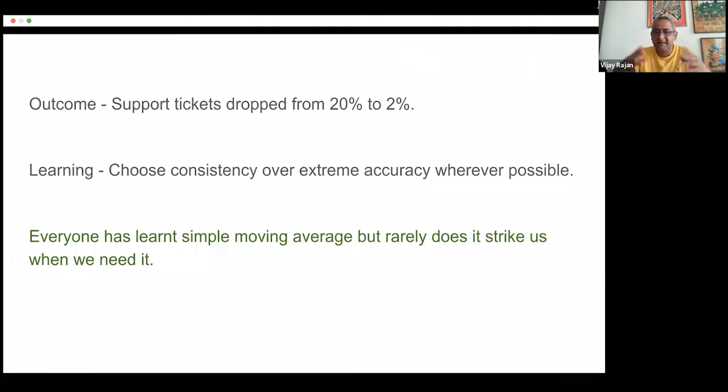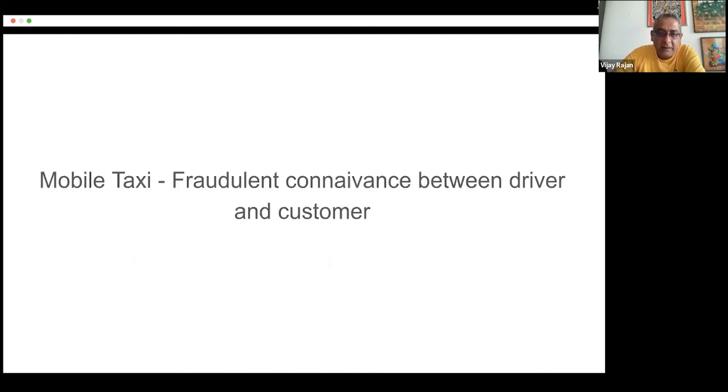And everyone has learned simple moving average, but rarely does it strike somebody where to apply it. This comes with experience. Again, not the best data science example you may have, but the impact of this solution was tremendous, and everyone was silent and happy and went back to work and added new features and so on. So this is my first. It's taken me 10 minutes to explain this first use case, and I will quickly move on to the next one, which is connivance between driver and customer, fraudulent connivance.